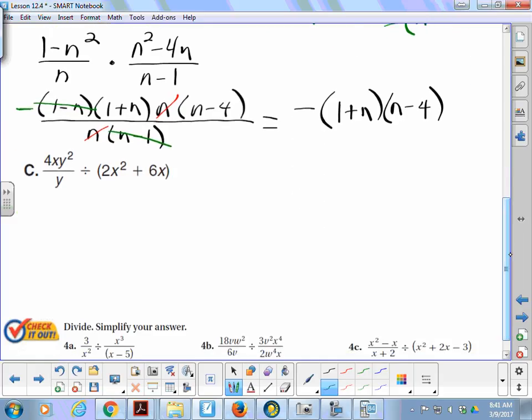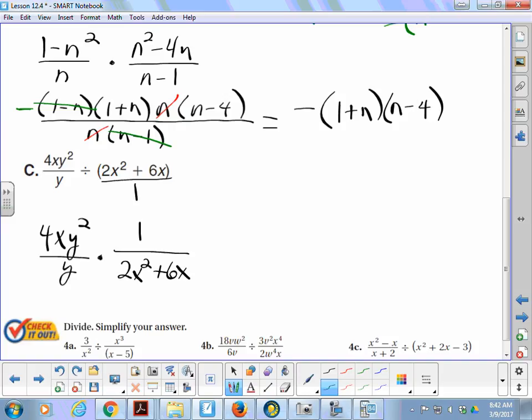All right, and this last one here. 4xy squared over y divided by 2x squared plus 6x. Now, reminder, this is over 1. That's over 1. So when I copy, change, and flip, there's a 1 in the numerator, and the 2x squared plus 6x is in the denominator.